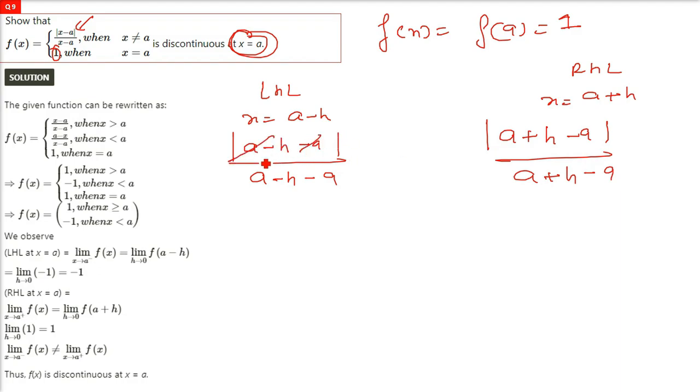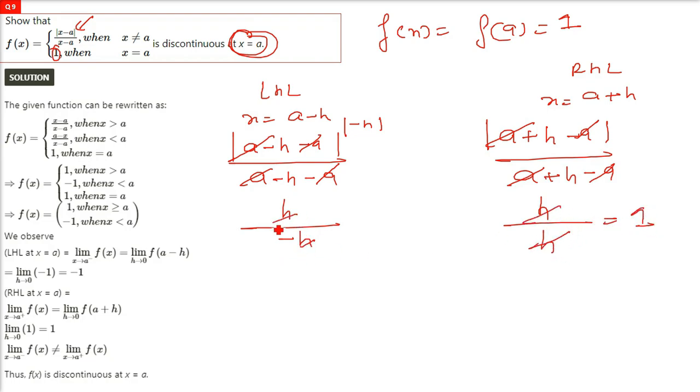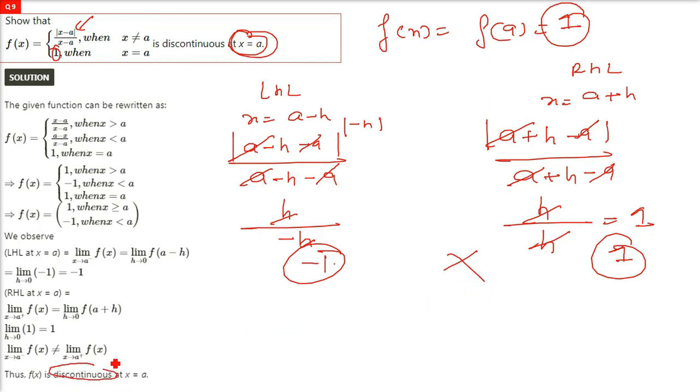So a gets cancelled. It's negative h, so its modulus will be positive, minus divided by minus h. Here you can cancel this, h divided by h also gets cancelled. So this is 1 and this is going to be negative 1. So minus 1 and 1, they are not equal. So you don't have to even check the value of the function at x equals a, because left hand limit and right hand limit are not matching. And when they are not matching, you can say that this function is discontinuous at x equals a, right?